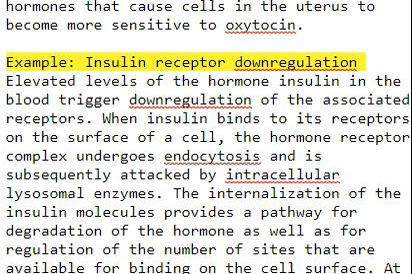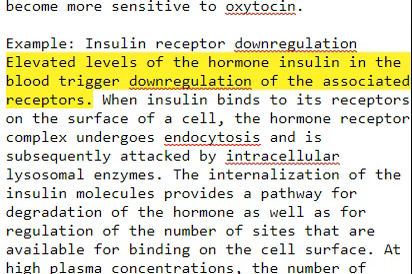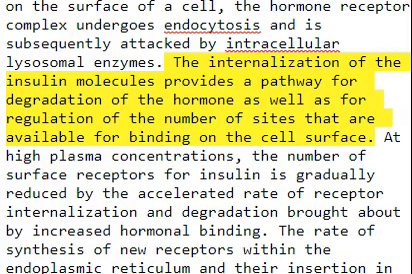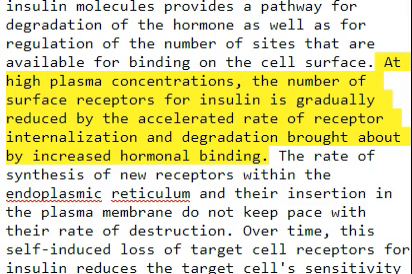Example, insulin receptor downregulation. Elevated levels of the hormone insulin in the blood trigger downregulation of the associated receptors. When insulin binds to its receptors on the surface of a cell, the hormone receptor complex undergoes endocytosis and is subsequently attacked by intracellular lysosomal enzymes. The internalization of the insulin molecules provides a pathway for degradation of the hormone as well as for regulation of the number of sites that are available for binding on the cell surface. At high plasma concentrations, the number of surface receptors for insulin is gradually reduced by the accelerated rate of receptor internalization and degradation brought about by increased hormonal binding.